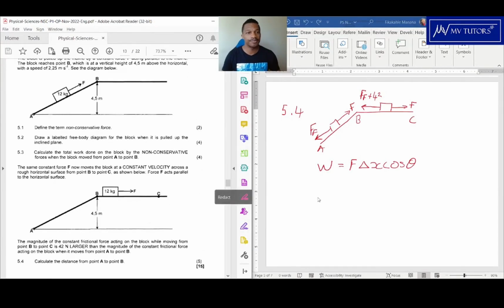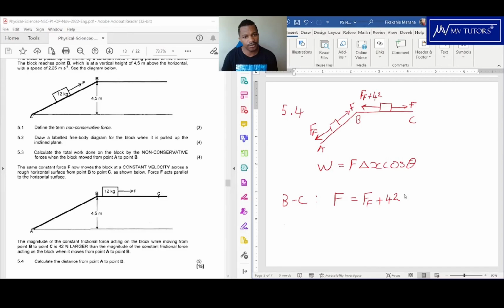Okay, so we have the work done. We just solved it above. We don't have F. Let's solve for F. Let's look at it from B to C. We can see clearly that they are opposing each other. So F is equal to the friction force plus 42.